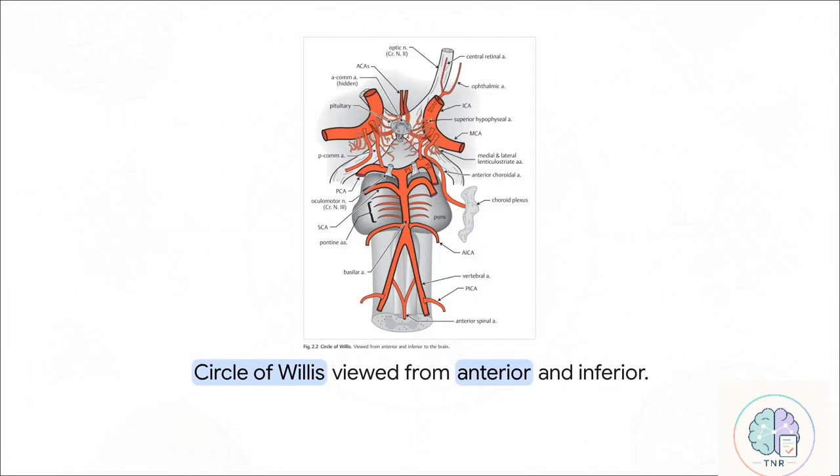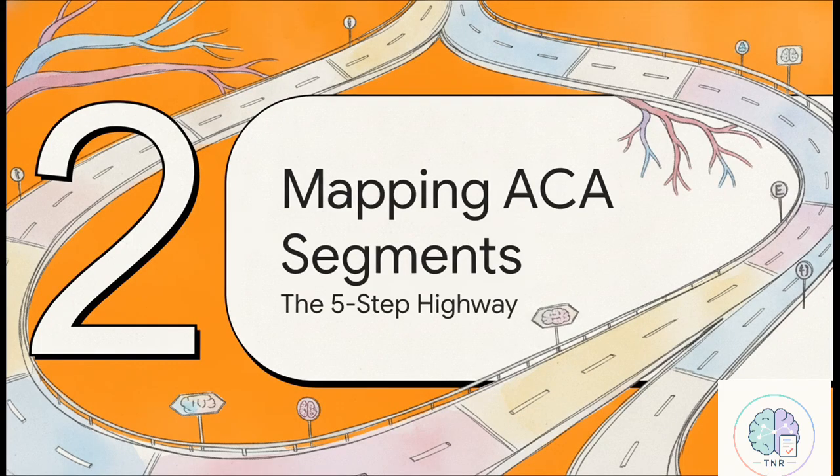Looking at the circle of Willis from an anterior and inferior angle really gives us the perfect vantage point. If you look right at the center, you'll spot a crucial detail. Notice how the anterior cerebral arteries pass directly over the superior surface of the optic chiasm. Mentally pegging these arteries to the cranial nerves nearby is exactly how you build a bulletproof 3D model in your head.